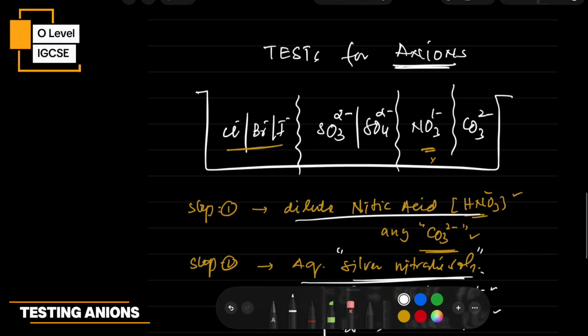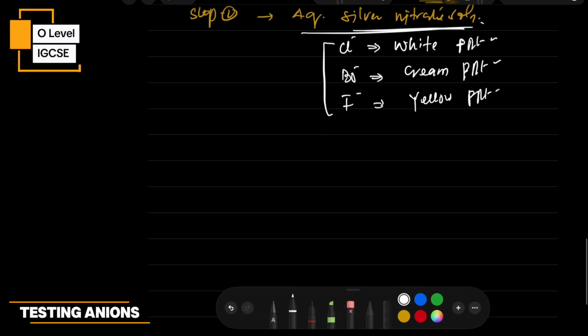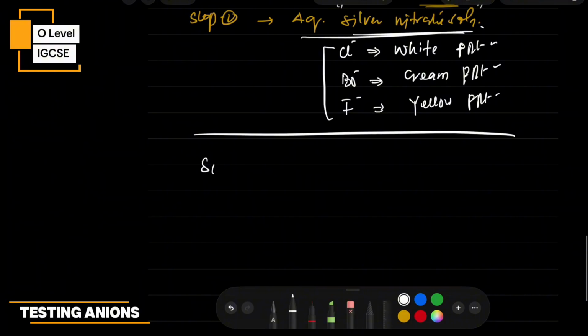Coming towards the identification of SO3 and SO4 negative ions. In the case of SO4 2 negative ion, basically it is quite simple, you can say. Step 1 is similar.